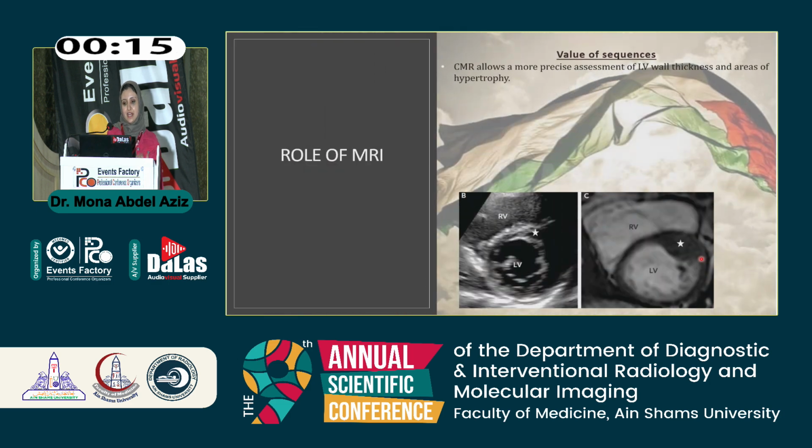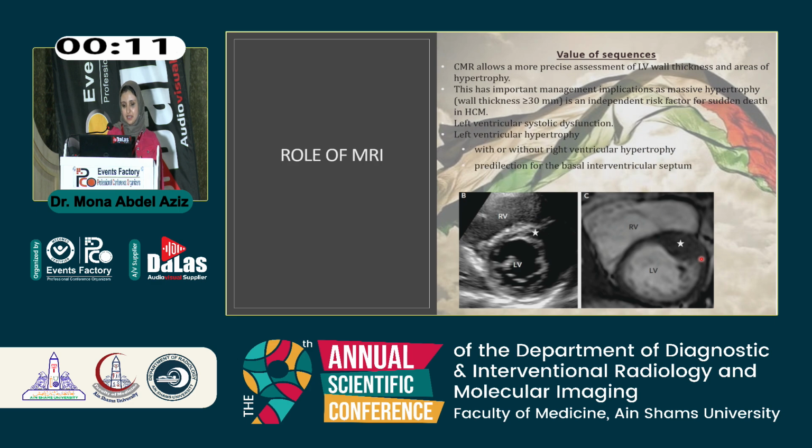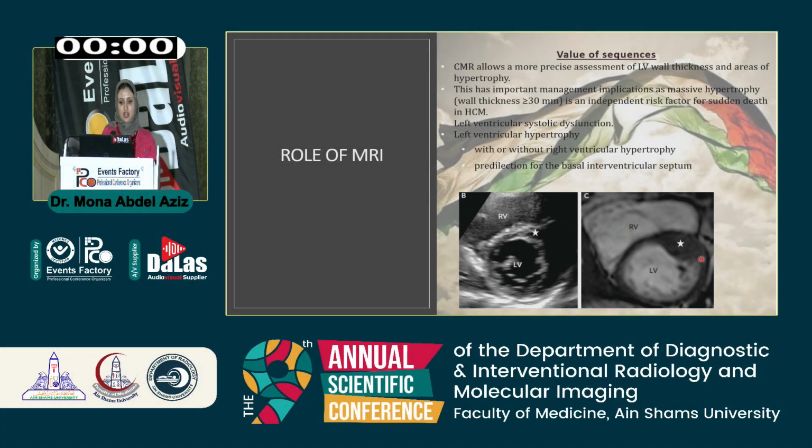So what is the value of the aforementioned sequences? Our usual Cine images help in more precise assessment of the LV wall thickness and areas of hypertrophy. And as we said before, it should be more than 15 millimeters during systole. They also assess left ventricular systolic dysfunction, and whether left ventricular hypertrophy is associated with right ventricular hypertrophy or not.